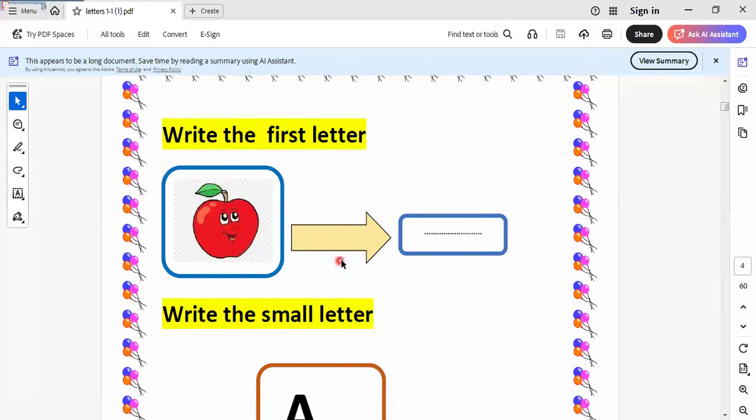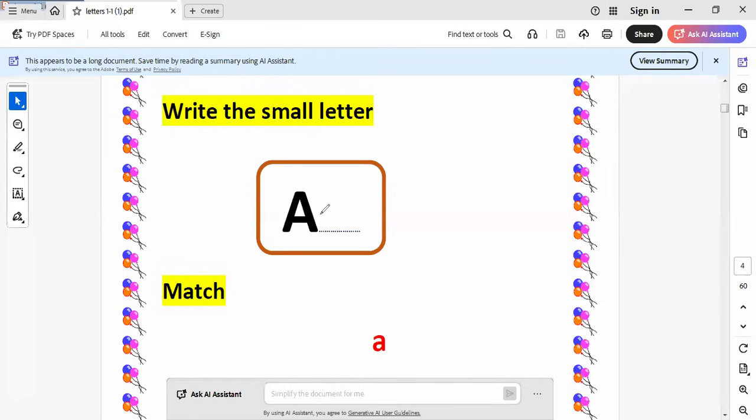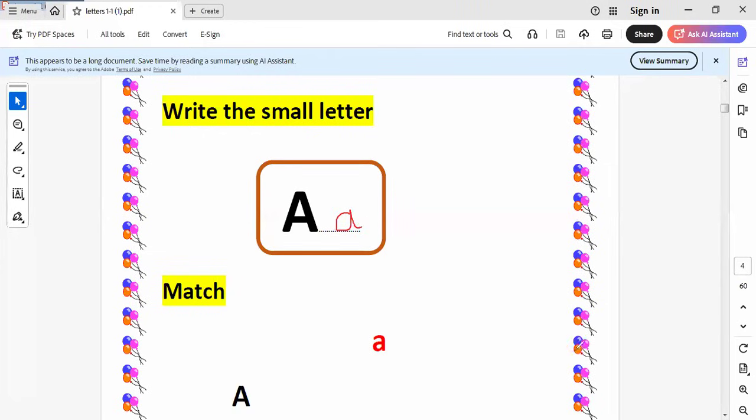Let's go to another letter. Here in this picture we ask what the first letter is. As we know, it will be A. You can write it in a capital letter or in a small letter, both are correct, but we must write the letter A. So here apple starts with letter A. Let's go to another question. Here we have capital A, and here is small a. Here I match capital A with small a. Let's go to another one.